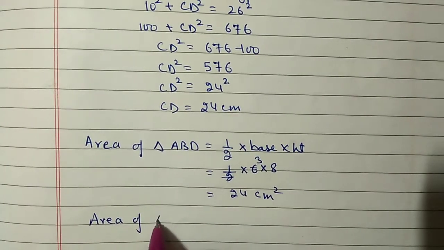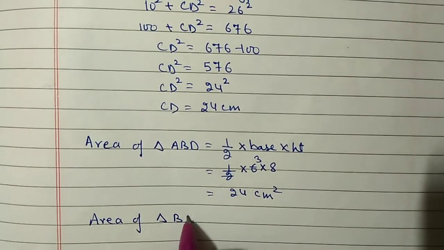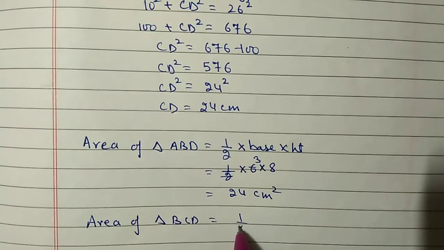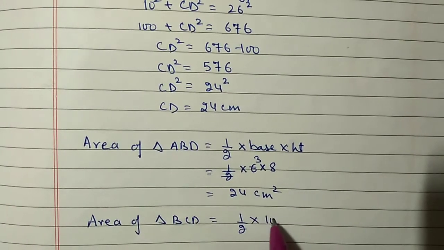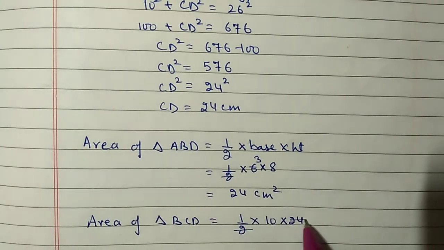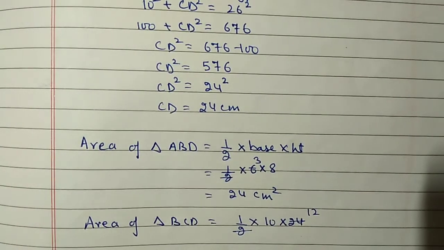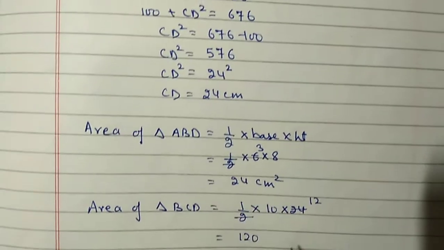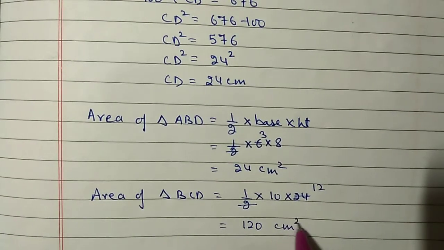Area of triangle BCD is equal to half base into height. Base is 10 and height is 24. Then cancel out. This we will get 120 centimeter square.